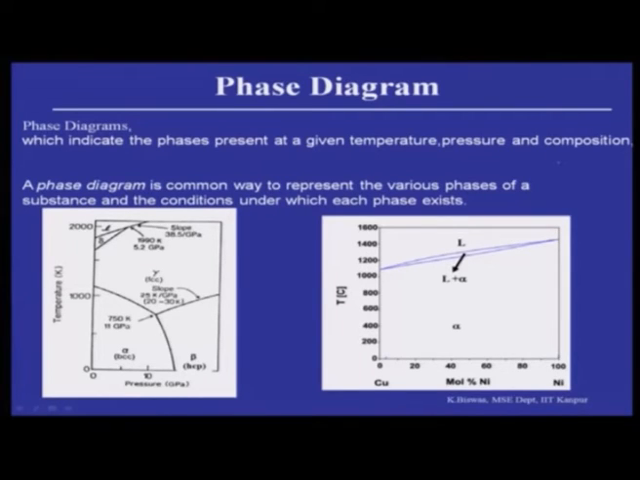So it is a common way to represent the various phases of a substance and the coordinate conditions under which each of these phases exist. Let us take the left diagram, which is a phase diagram of iron as a function of temperature and pressure. Because iron is a pure component, there will be only two variables, temperature and pressure; composition is fixed. You can clearly see BCC alpha iron is stable up to a certain pressure, about 20 gigapascal, beyond which beta iron is stable.